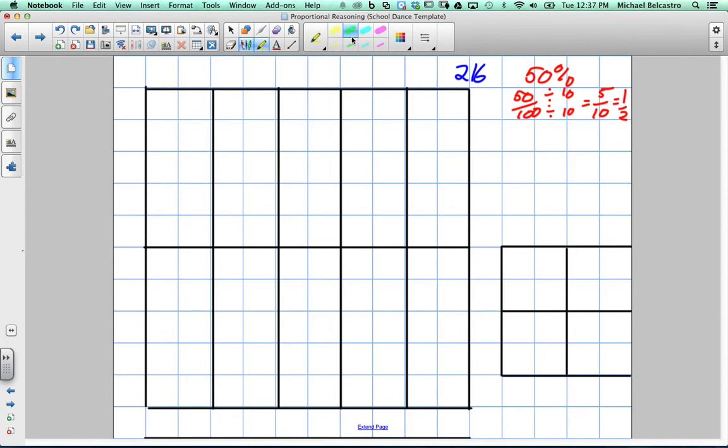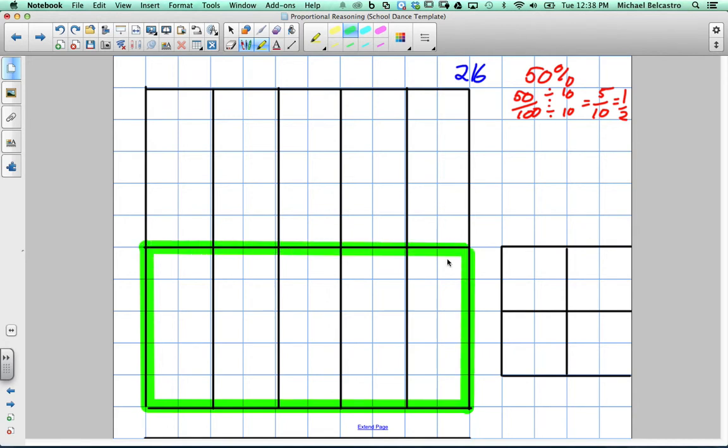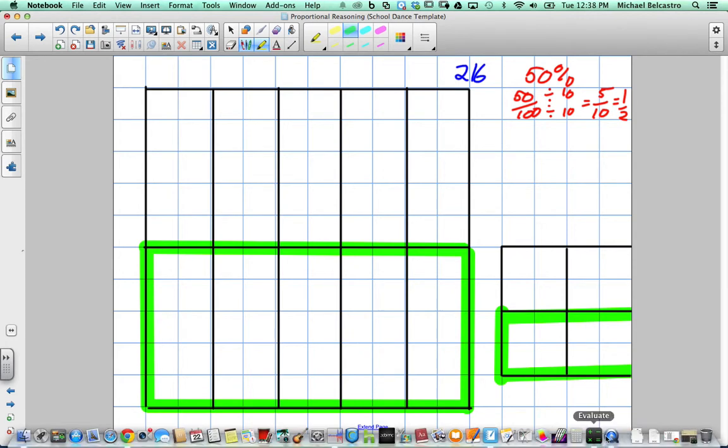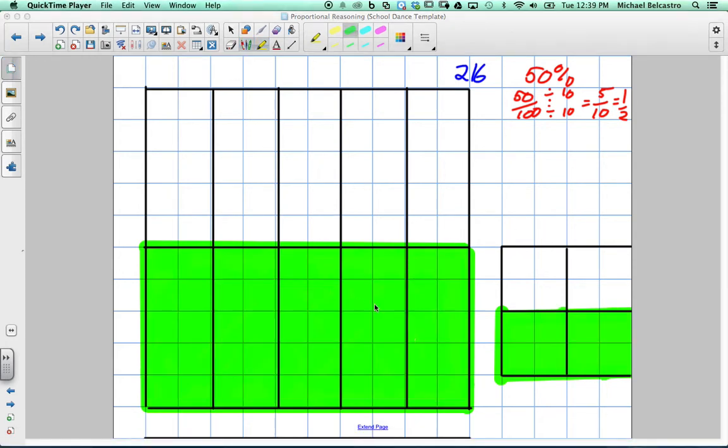So what I'm going to do is I'm going to highlight what part of that half would represent. So 5 out of these 10 blocks would be represented right here. And I would do the exact same thing to the smaller one because that's going to come in handy for what we have to do next. So I'm going to highlight these. So this is what it would look like if we had 5 of 10.